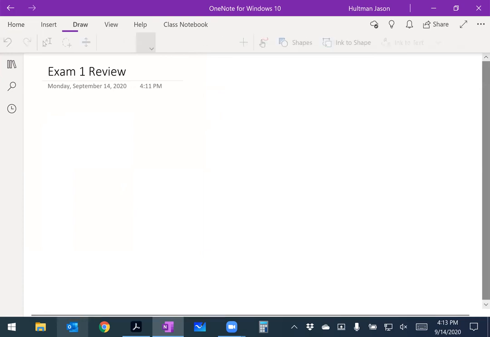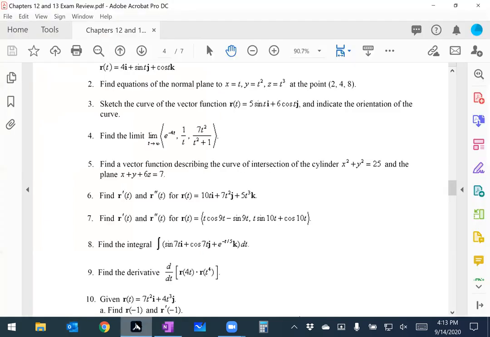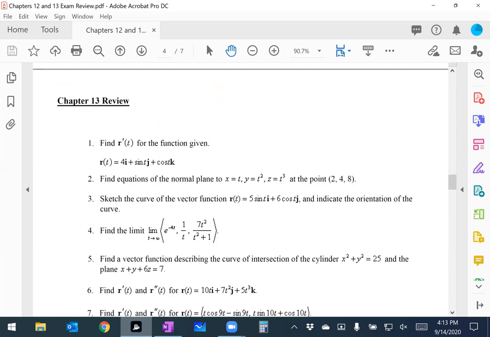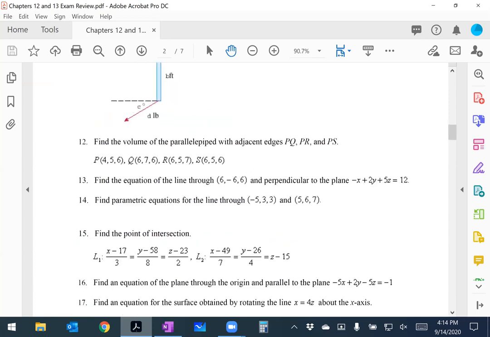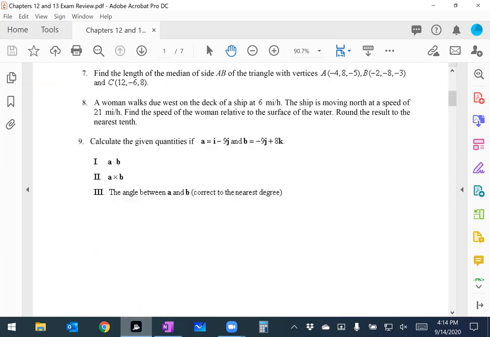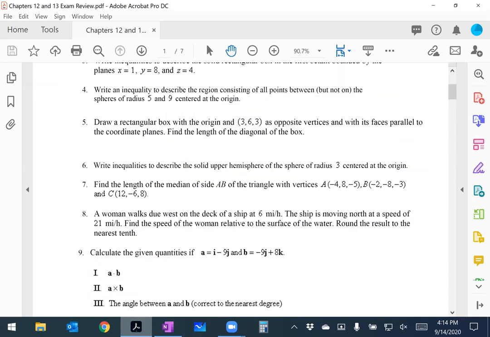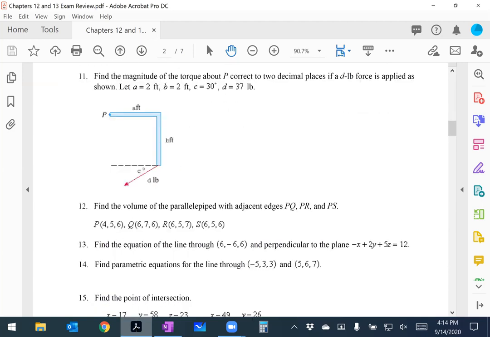Okay, number 7. This is chapter 12, number 7. Okay, so what does this say? Oh, that's chapter 13. Let's go back to chapter 12. It says find the length of the median of a side AB of a triangle with these vertices. So the median, the middle there, with those sides. So distance formula basically.